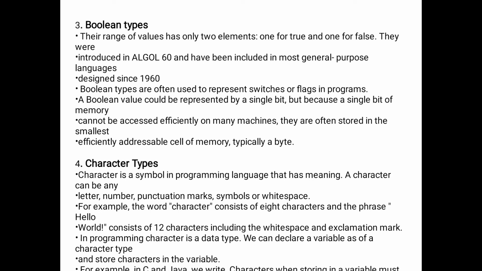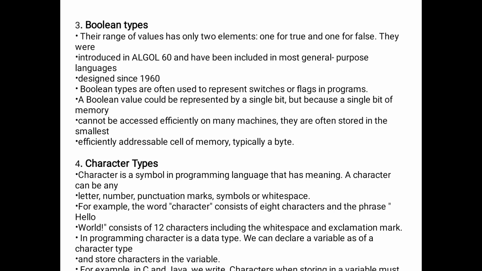Boolean types mean Boolean expressions. In Boolean expressions, we check whether the condition is true or false. In Boolean types, we have only two elements, true or false.